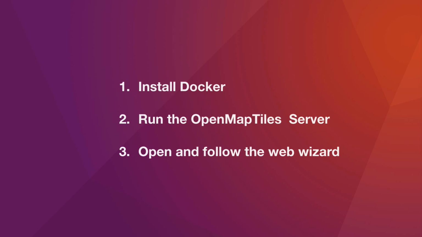This tutorial is divided into three simple steps. First, we are going to look at how to install Docker. Then we are going to run the OpenMapTiles Server. And in the end, we are going to open the installation wizard and follow the instructions.